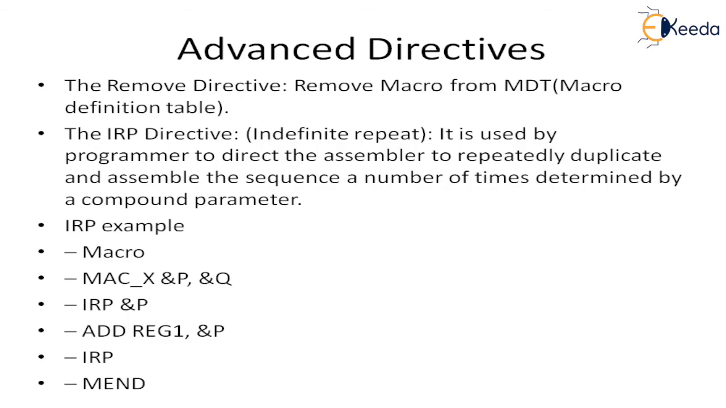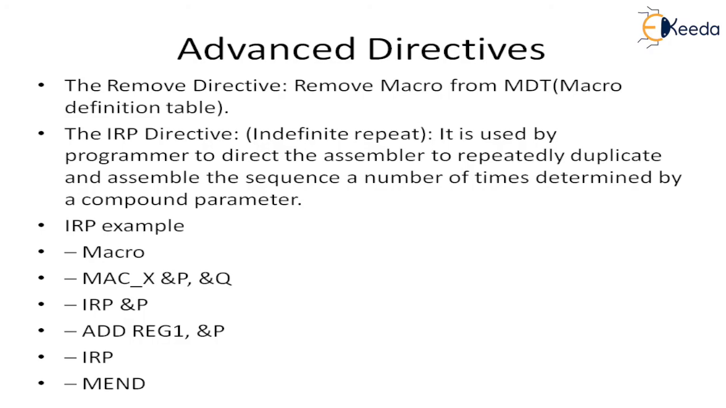So advanced directives. Which advanced directives are used? In the previous slide we discussed the advanced parameter. The advanced directives are the remove directive, which is useful for removing the macro from the macro definition table, and the IRP directive, which is the repeat directive, used by the programmer to direct the assembler to repeatedly duplicate and assemble the sequence a number of times determined by the compound parameter. Under the compound parameter we can repeatedly use that particular directive, which is the IRP directive.